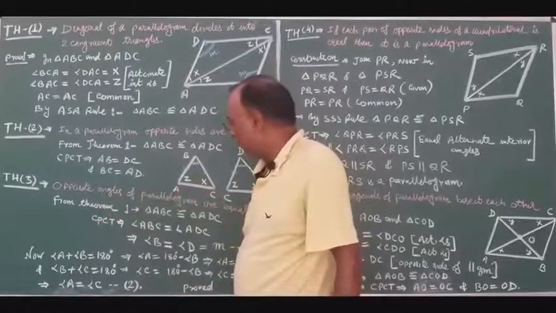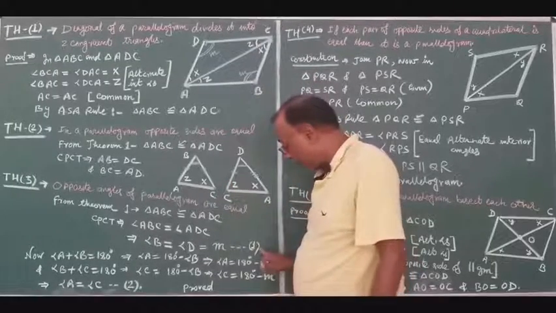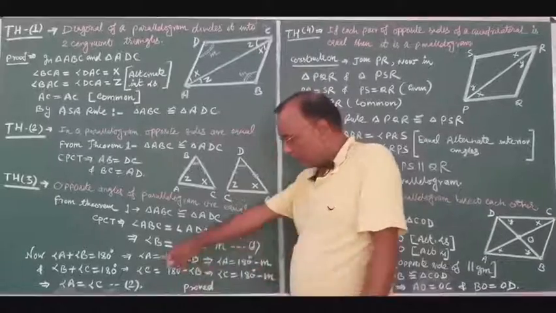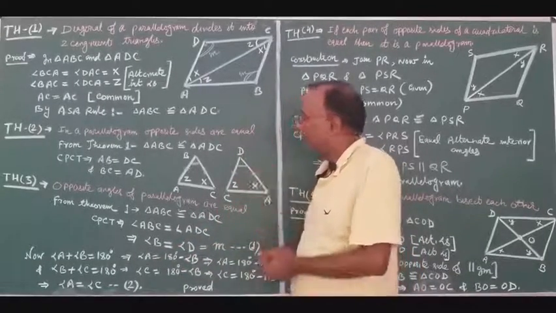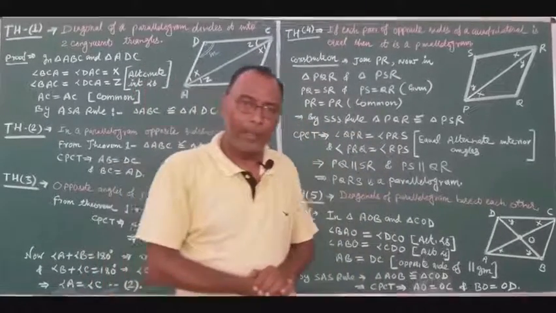This is proved now. Opposite angles of a parallelogram are equal. From the first and second equations, we can prove that opposite angles of a parallelogram are equal.